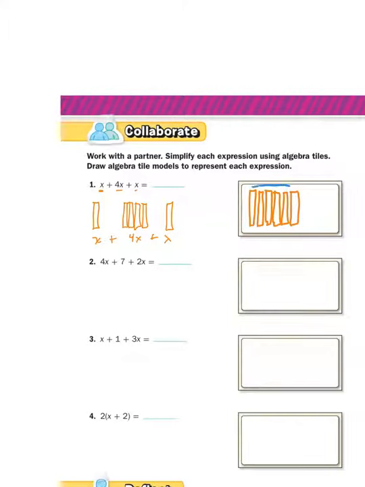We now have them, since they're all x tiles, we can group those together. So our simplified expression is going to be 6x. We can add all of them together because they're all like terms.